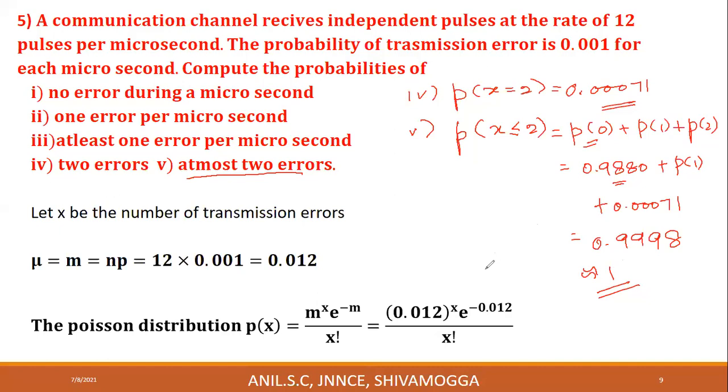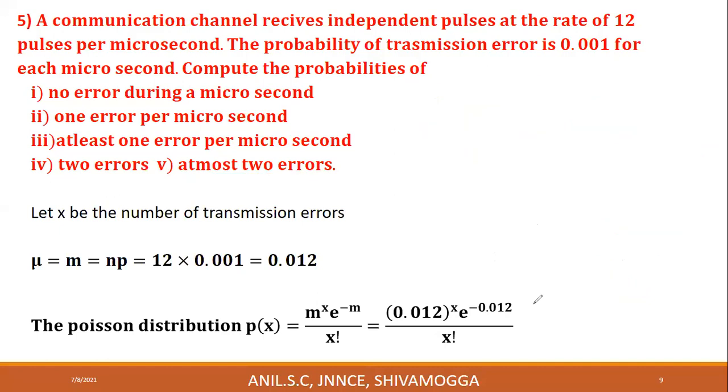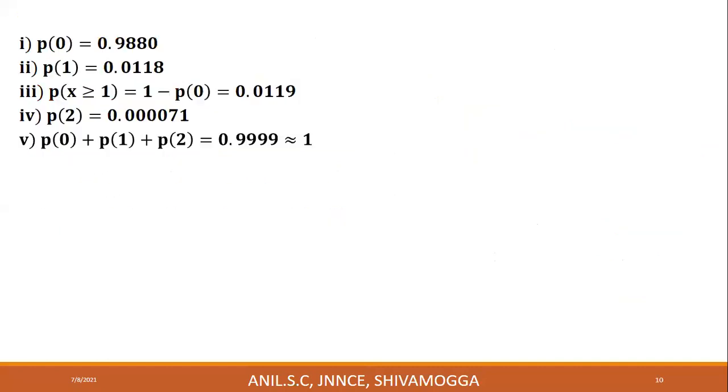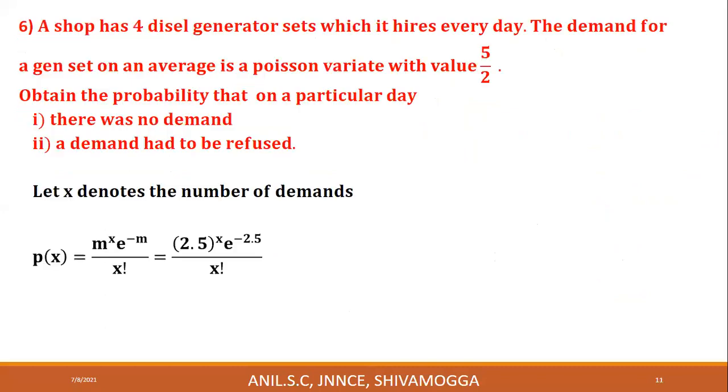Please make a note of this. This is the probability function and these are the answers. P of 0, P of 1, P when x greater than or equal to 1, P of 2, fifth case, P when x is equal to 0, x is equal to 1, x is equal to 2. Next.